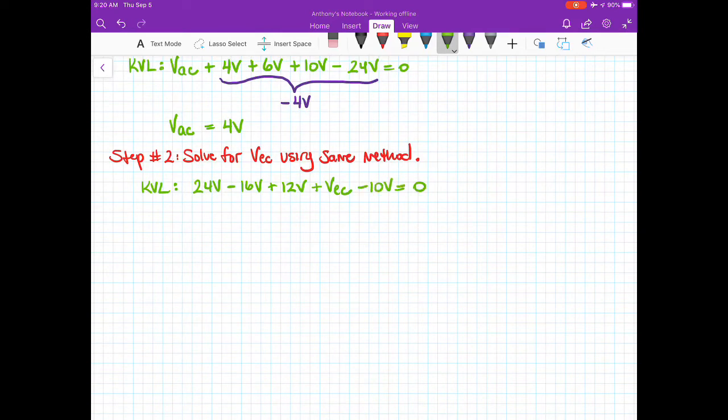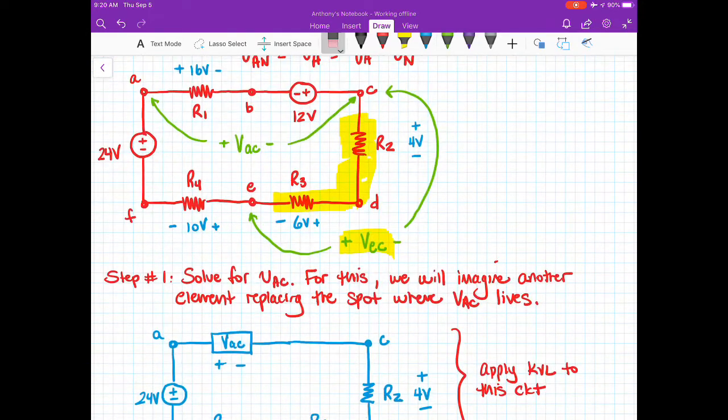So for that one, we moved a little bit more quickly. We didn't go through and draw the box and do everything. But hopefully you were all able to keep up. So we'll do our algebra here. We will end up with VEC is equal to, so 24 minus 16 leaves us with 8. 8 plus 12 is 20. 20 minus 10 is 10. And then we move that over to the other side of the equals, and that will leave us with a negative 10 volts.